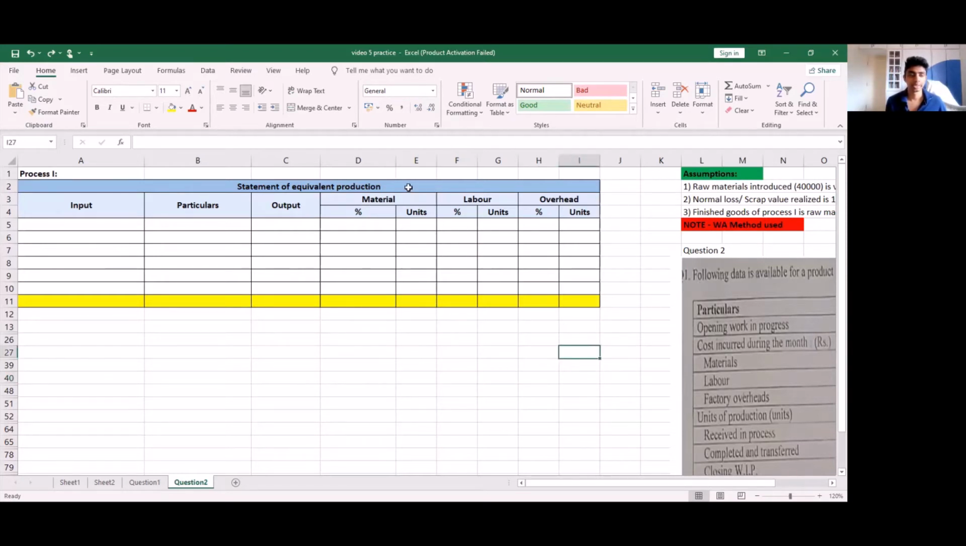So first, we have our process 1. We will write opening work in progress. And we are given that opening work in progress for our process 1 is nil. So in this case, not only our output, but even our input will be 0. So since this is 0, and since this is the weighted average method, we have no percentage or degree of completion.